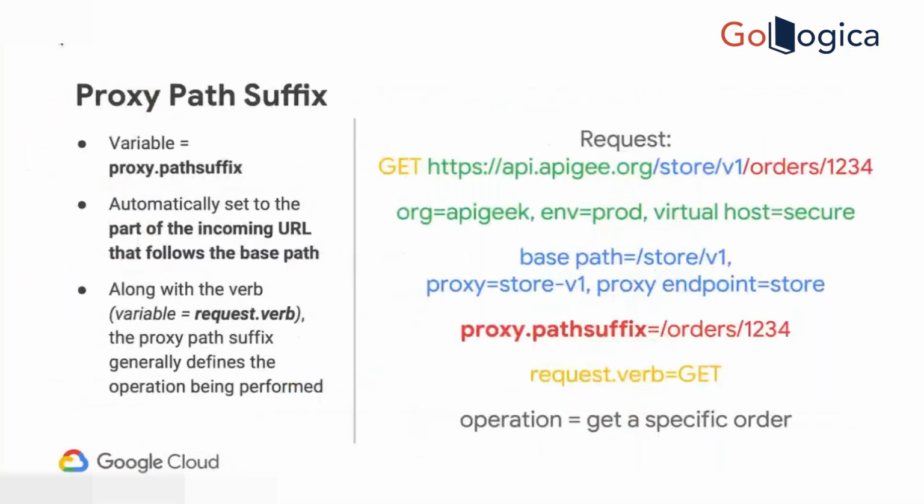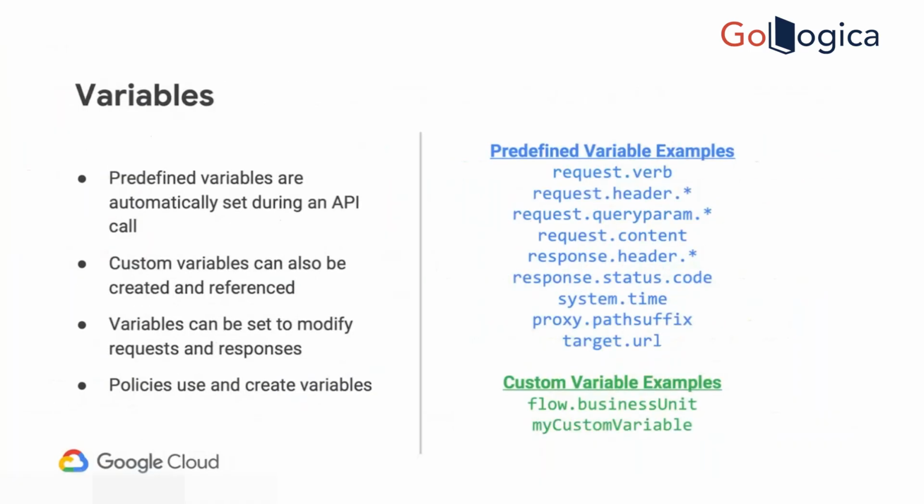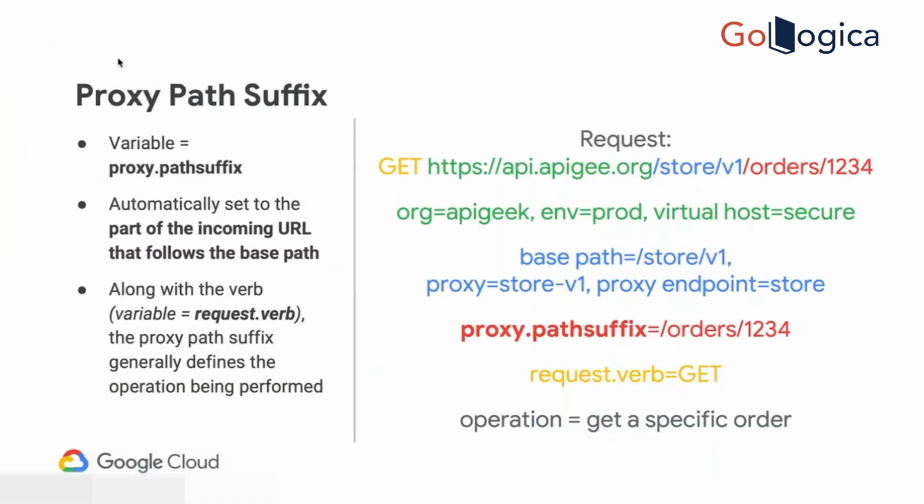I already gave you some idea about variables and all. Then there is a variable proxy.pathsuffix. After the base path of the proxy, whatever comes, we call it path suffix. It is like a path segment which is after the base path. So the proxy.pathsuffix variable stores the path suffix of the URL. In the URL, Apigee will match the base path, and after the base path, whatever comes will be the path suffix.